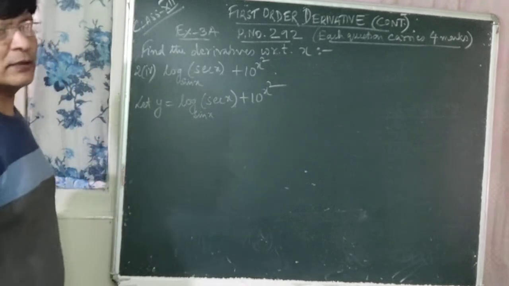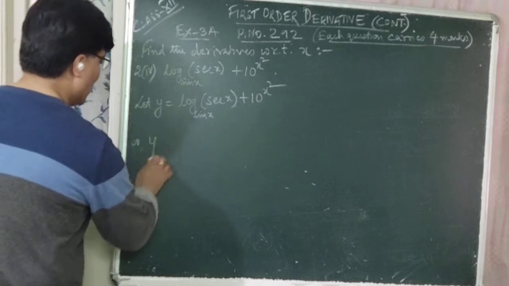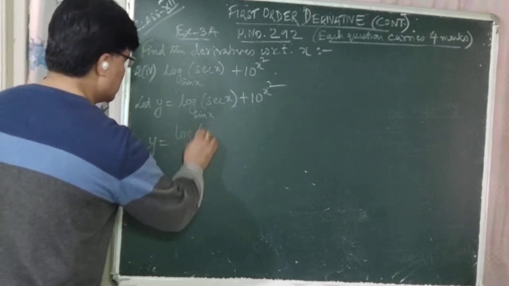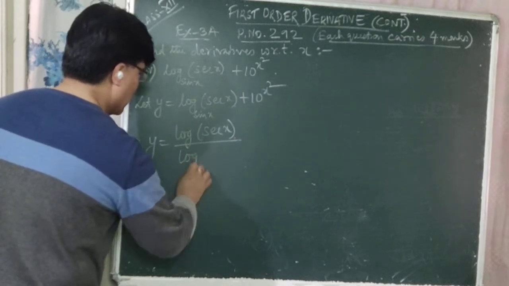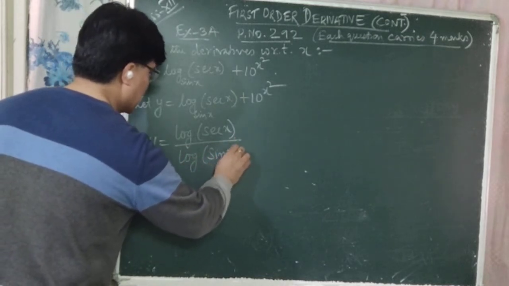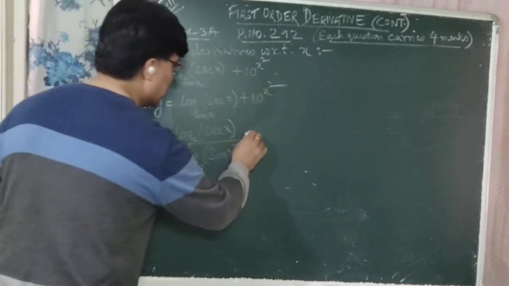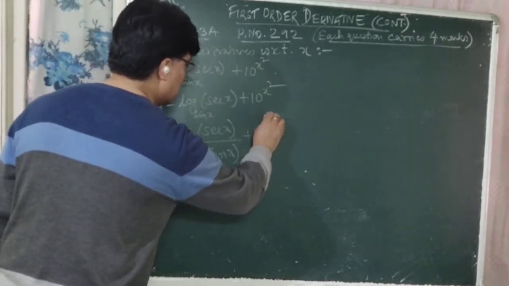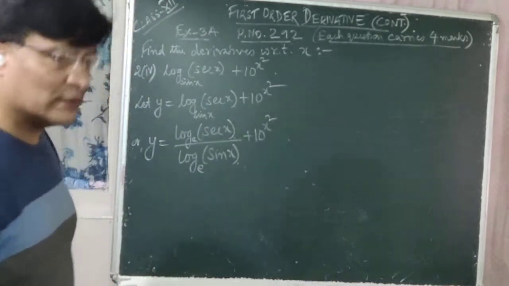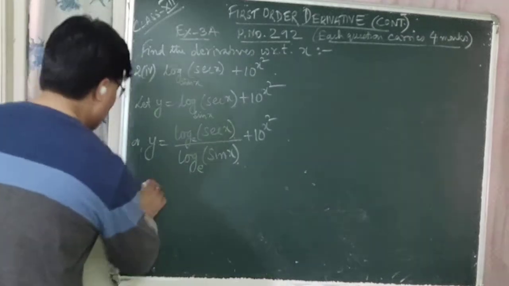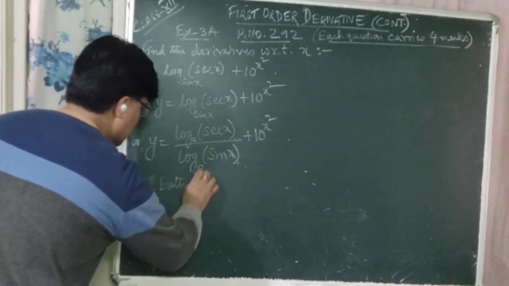That is, we are making the base of logarithm e, right? So y is equal to log of sec x divided by log of sin x. And here if there is no base, what is the base here? The base is e, plus 10 to the power x square. Is that clear? Now you can differentiate both the sides with respect to x.